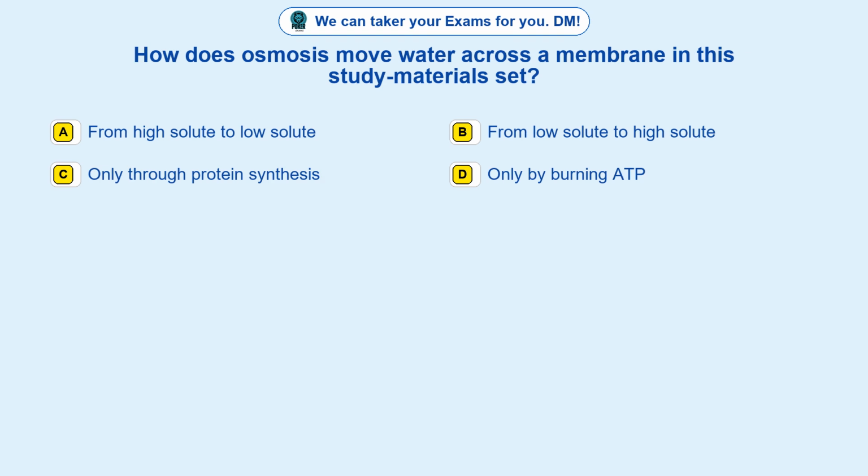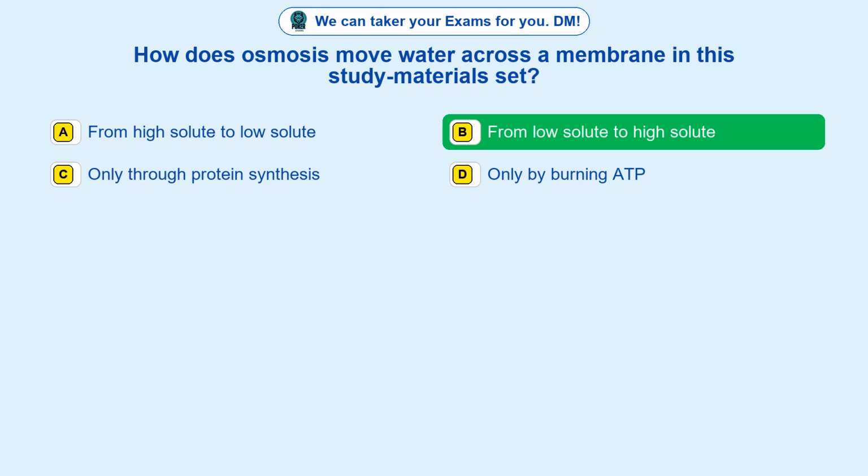Question 6. How does osmosis move water across a membrane in this study materials set? Option A, from high solute to low solute. Option B, from low solute to high solute. Option C, only through protein synthesis. Option D, only by burning ATP. The correct answer is option B, from low solute to high solute.